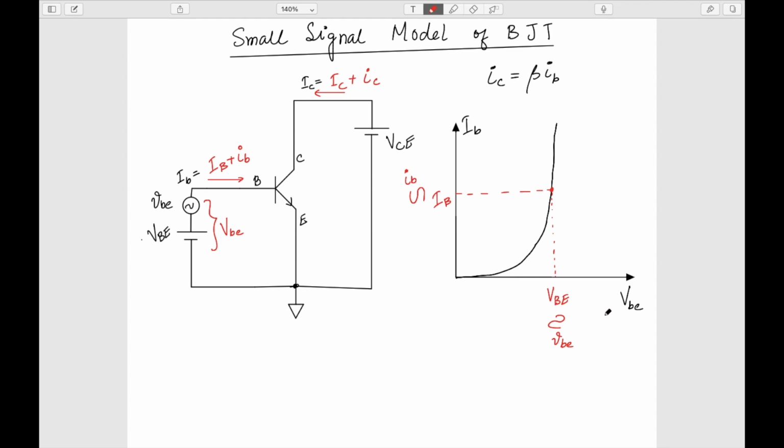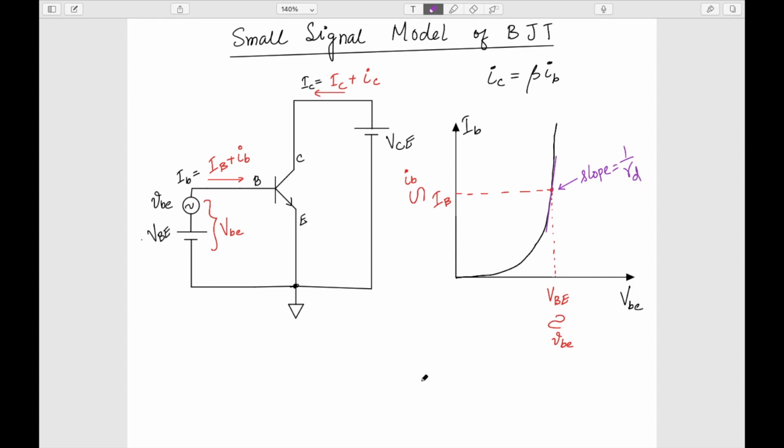So now what I want to do is find the ratio of this small change IB with respect to this VBE. Just like in the case of the diode, we found the slope here. Because this is a PN junction in the forward bias region, it's like a PN junction diode in the forward bias region. So if I try to find the slope at this point, it is given by 1 by RD, right?